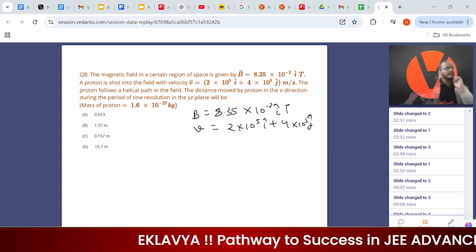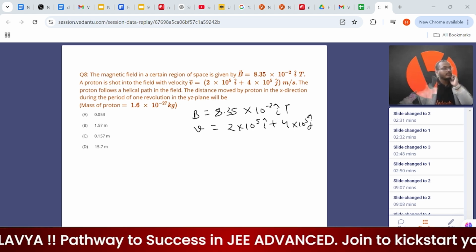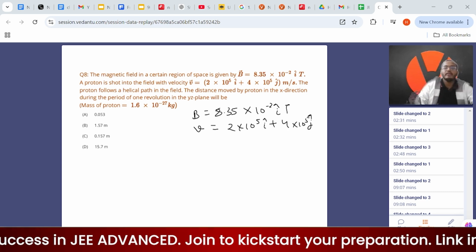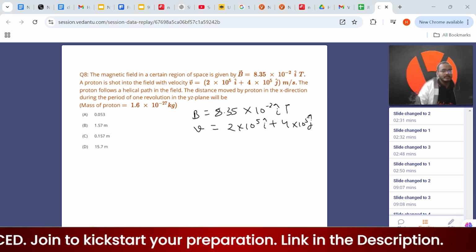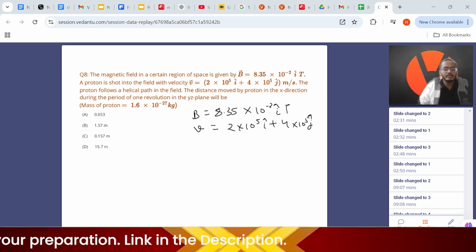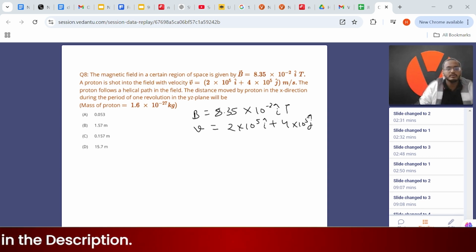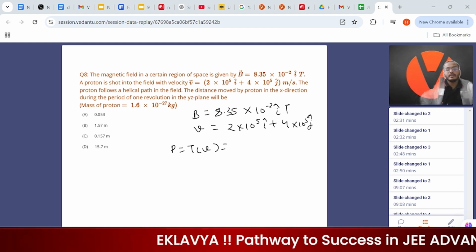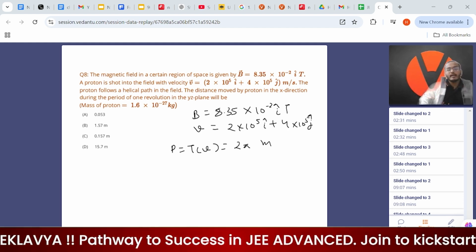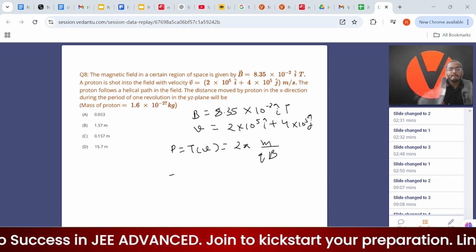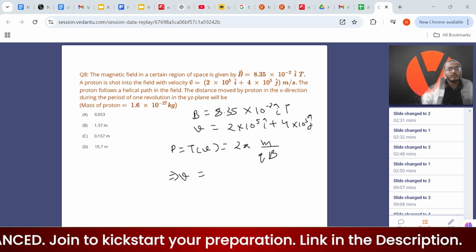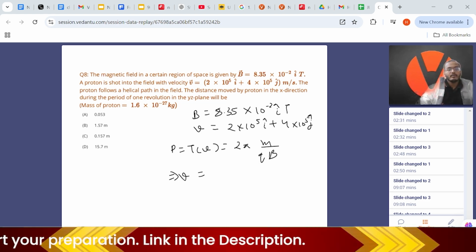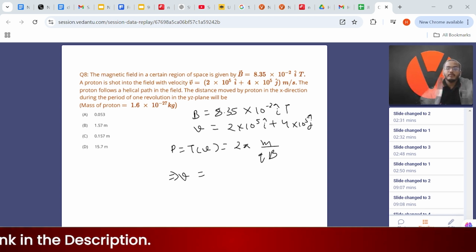Now, the distance covered by the proton will involve 2 pi m by qB. We can just derive it by applying a simple translation and circular motion, centripetal force. Okay, so the time period T is equal to 2 pi m by qB. So from here, distance covered will be the velocity V times the time.